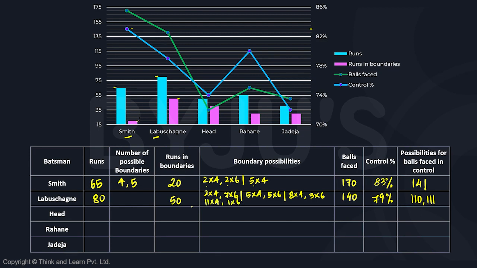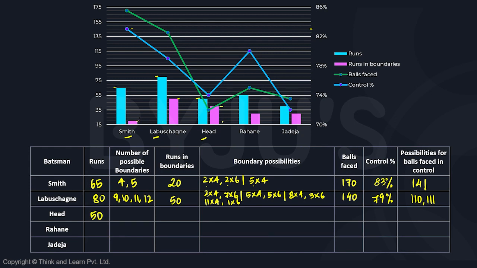So the number of possible boundaries could be 2 plus 7, which is 9, 5 plus 5, which is 10, 8 plus 3, which is 11, and 11 plus 1, which is 12. So these are the number of possible boundaries. Similarly, if we calculate for Head, this is where he goes. So that is 50 runs.